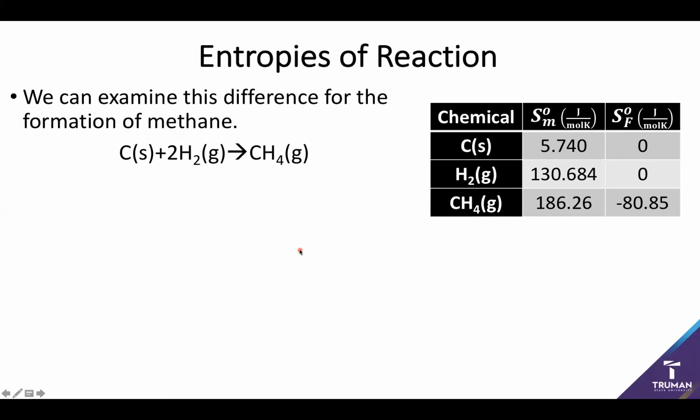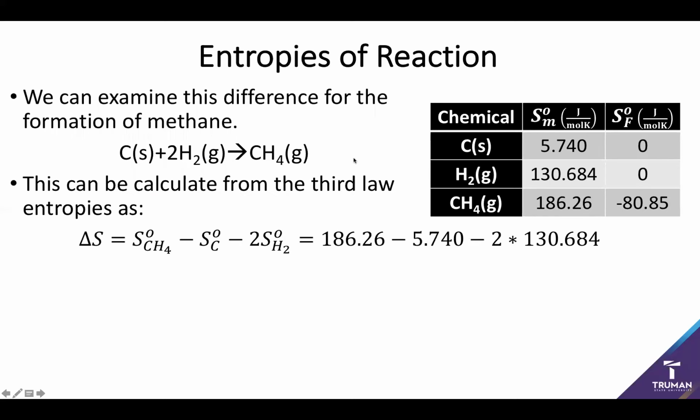So again, we can examine the differences between the entropies of formation and the third law entropies by looking at a simple reaction. So we can do, say, the formation of methane from, say, coal or graphite and hydrogen. This is actually one fairly common method of producing methane gas by essentially running H2 over a carbon source. So we can go ahead and calculate this from our third law entropies simply by taking the entropy of our methane minus the entropy of our carbon minus twice the molar entropy of our hydrogen.